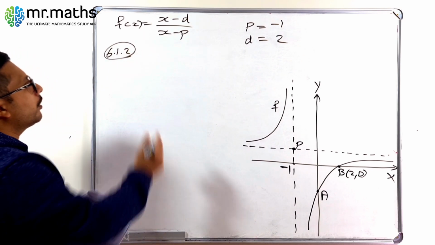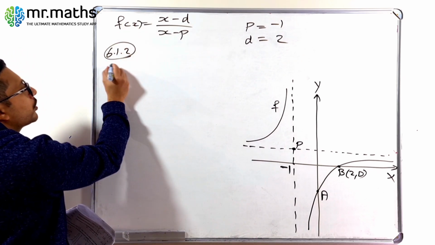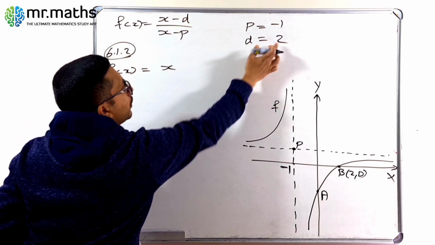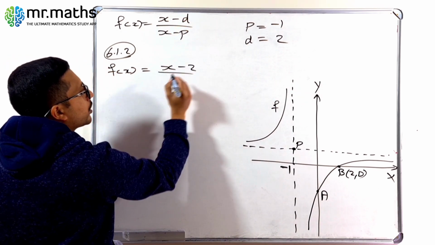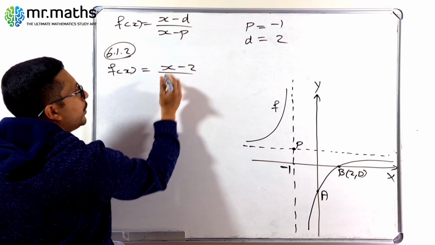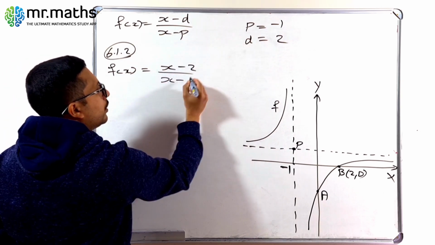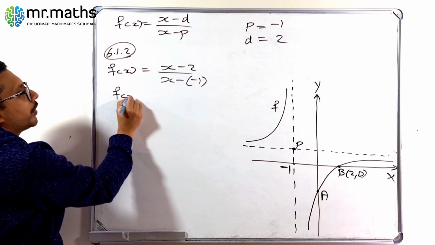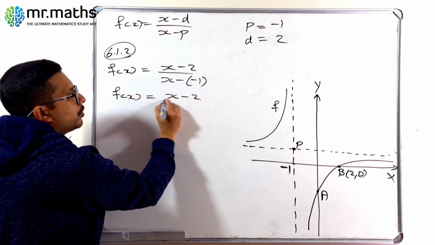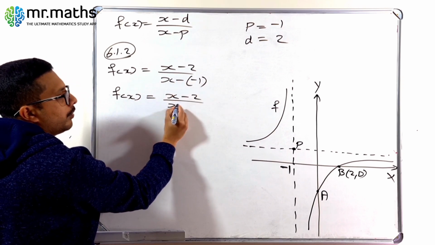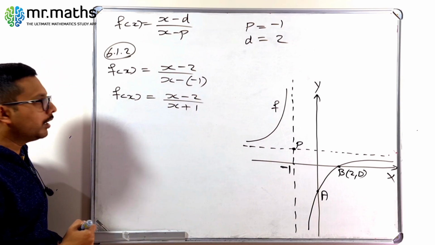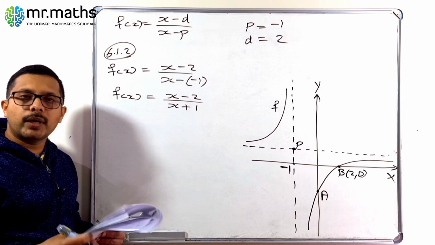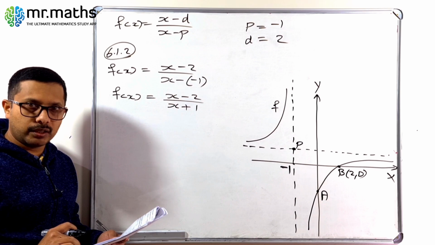So anyway, let me write that equation once more. F of x is equal to x minus d. What is d? 2. So it is x minus 2. I am going to substitute that x minus p, where p is minus 1. So now f of x is equal to x minus 2 divided by x, minus into minus is plus, x plus 1. Now we have to write like that, minus 3 divided by x plus 1, plus 1. Look at the question.